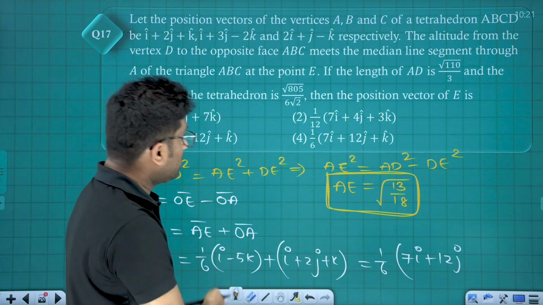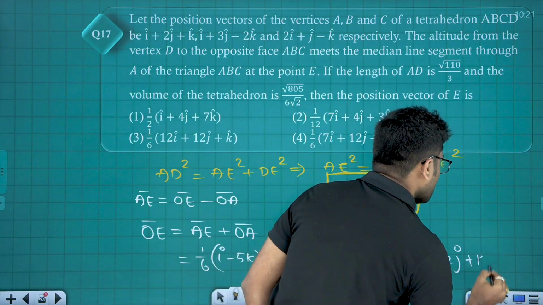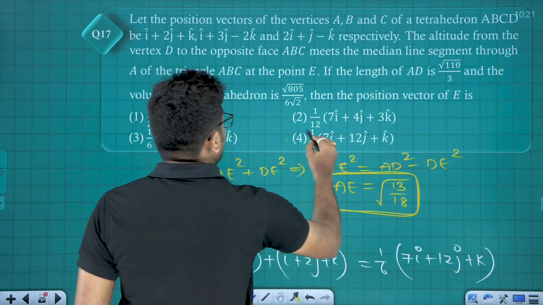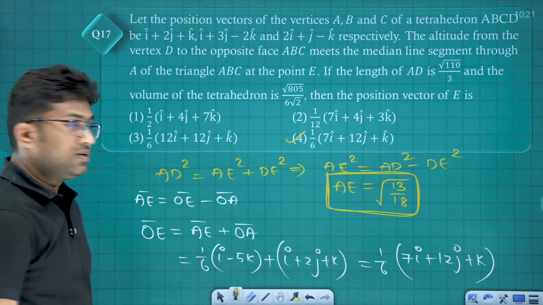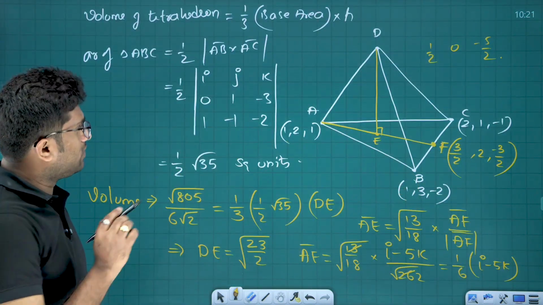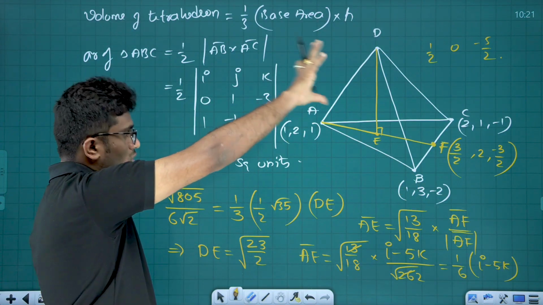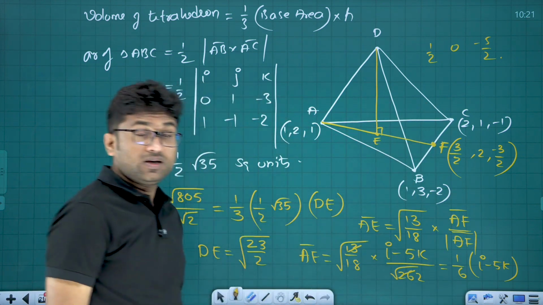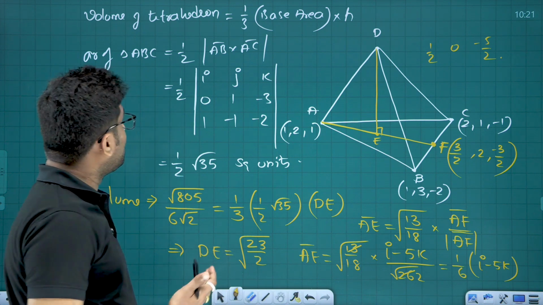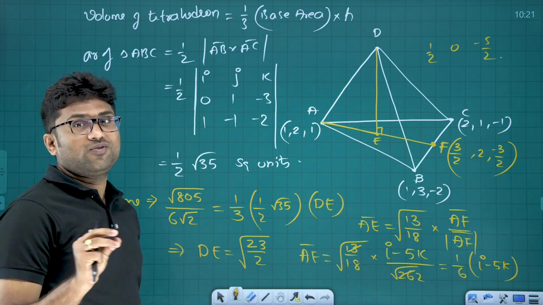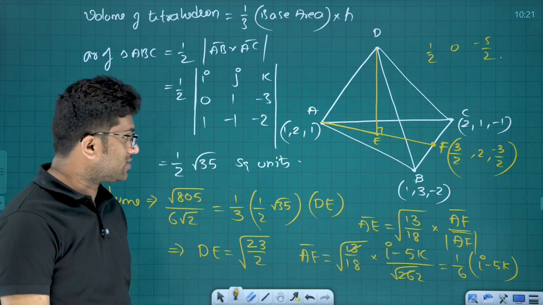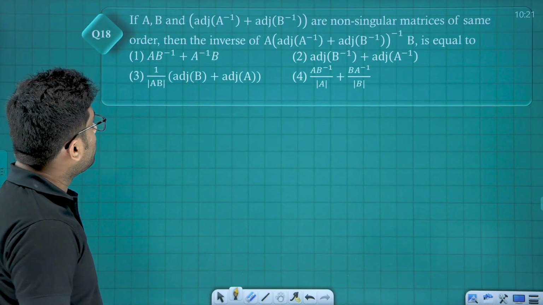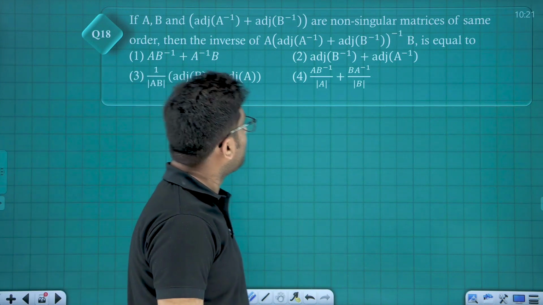6 minus 5, which is plus k, which is option 4. Clear? So for the diagram, first make sure you are good at drawing a rough sketch. From the rough sketch you identify that the base is ABC. We find the base area, and before that you should know the formula for calculating the volume of a tetrahedron, friends. Next question.